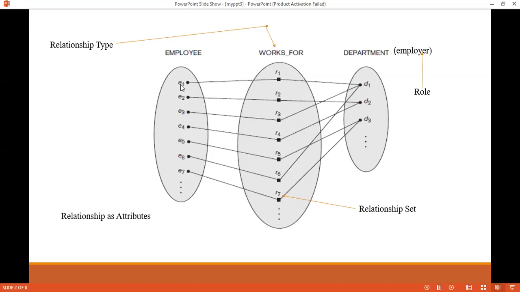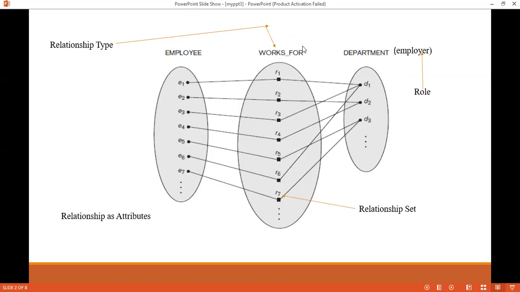Now I can say employee E1 works for department D1 and employee E2 works for department D2. Employee E3 works for department D1. Now, what is that word relationship type? Whenever I say relationship type, it means it is an association between two entities. Now, my dear friends, you may think, what is that different word that is associating this employee with department? My dear friends, works for is that relationship type. It is associating employee and department. In a way, it is connecting employee and department. Hence, I can conclude that works for is a relationship type.